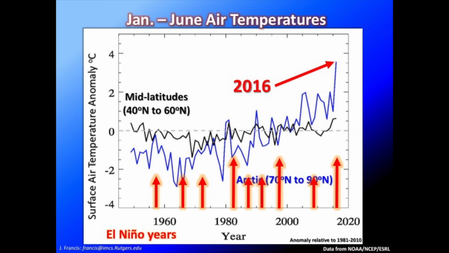Those red arrows there are the recent El Nino years since the late 1940s. The biggest arrows there are when we had very strong El Ninos. And you can see that in the past, in particular 82 and 97-98, when we had the last two big El Ninos, you don't really see any indication that it's affecting Arctic amplification.